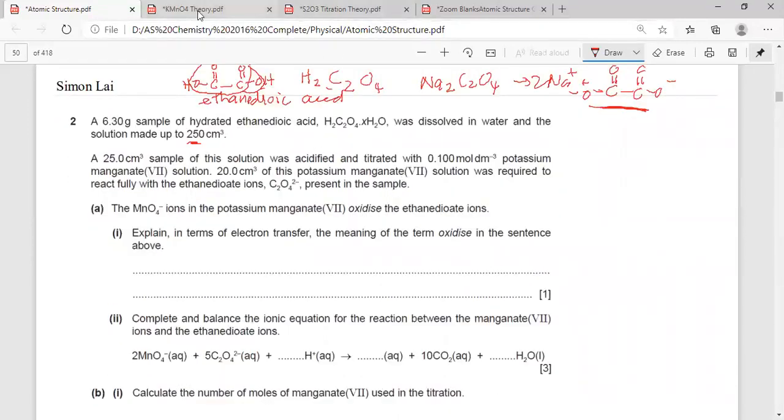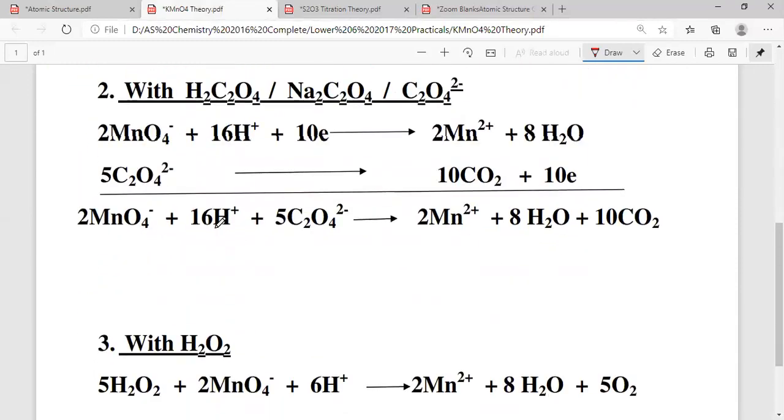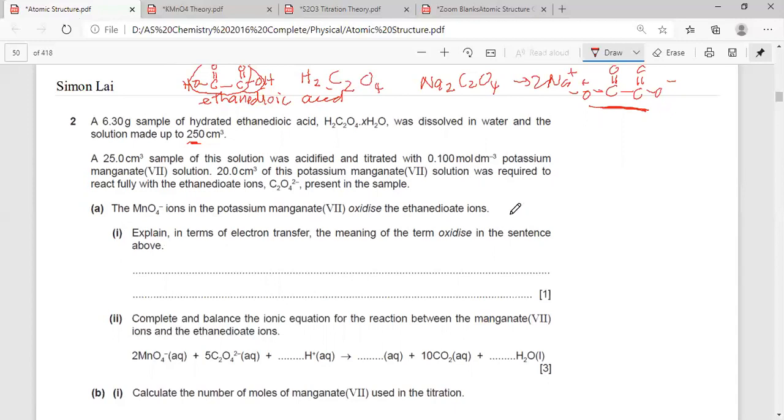Now let's look here first. I'll draw the diagram first. Here is our substance. What substance here? Your ethanedioic acid. Now this is a solid, a big compound, H2C2O4.XH2O, the water of crystallization. The mass is equal to how much? 6.30 grams. Now you put this in and dissolve it into what?